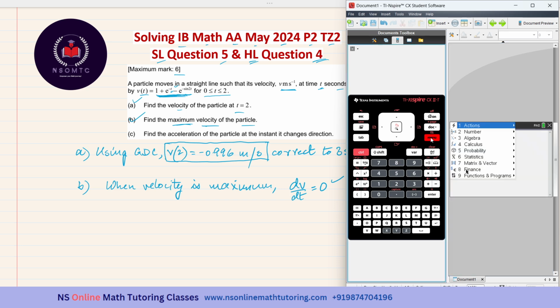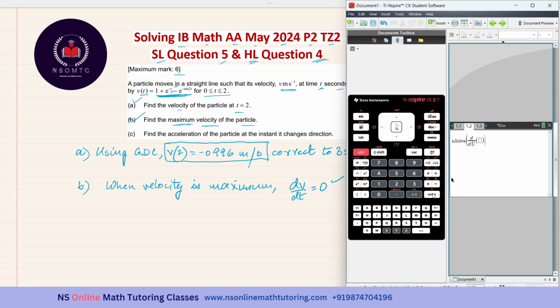So menu, then number 3 algebra and number 1 numerical solve, and it is dv by dt. I'll be using the math template. It is the first derivative, getting differentiated with respect to t. I come to this place. Of course, the page has changed. I was solving some other questions in between, so I have come to a new page, but the function that I have stored, v, is there. You see v. So I'm using this and it is v of t.